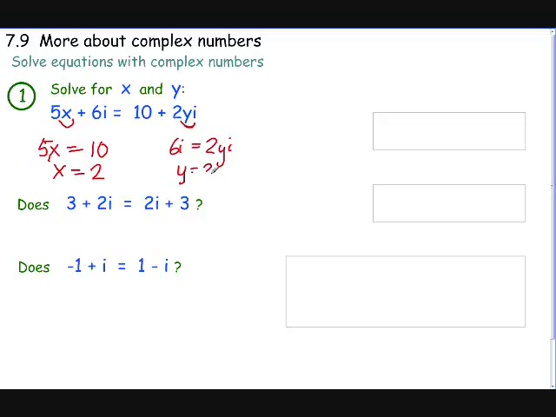Y equals 3. Solving for x and y when you have a complex number. Let's think about complex numbers a little bit in terms of what they're equal to.